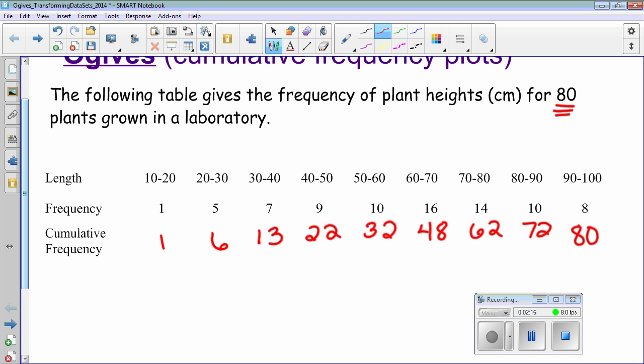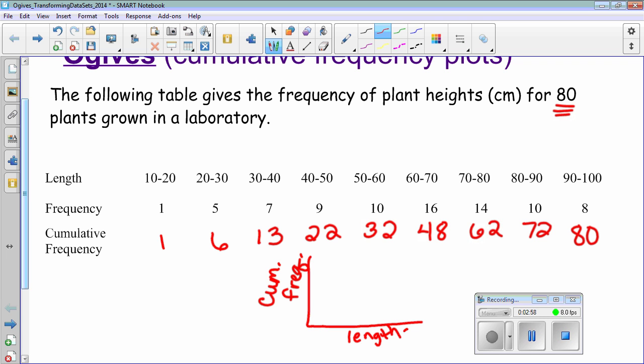And what we're going to do is we're going to actually create a plot, and that plot is called an ogive, or it's called a cumulative frequency plot, either one. And there's really 2 ways for us to be able to graph it. On the vertical axis, you have a choice. You can have the cumulative frequency, or you can have the percent. Sometimes it's called the cumulative relative frequency. Relative means percent. Okay, so cumulative frequency, and then you would have the lengths here.